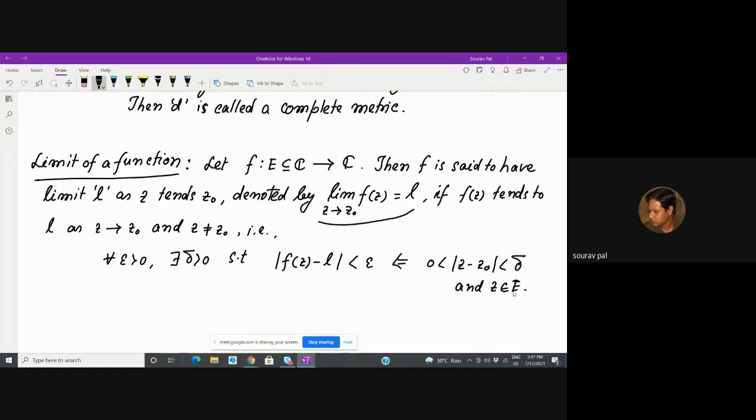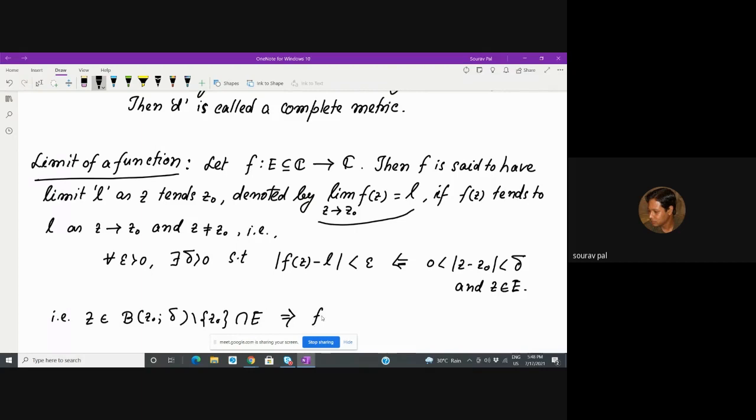So what does this mean? This is just one line. We all know this definition, but what does this mean? If you look at the right hand side, it's a punctured disk. Mod z minus z naught less than delta represents an open disk in the complex plane with center at z naught and radius delta. And when this is strictly greater than 0, that means z is not equal to z naught, so the center is removed, intersected with E, because z belongs to E also.